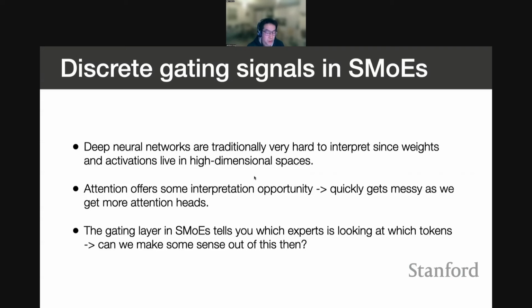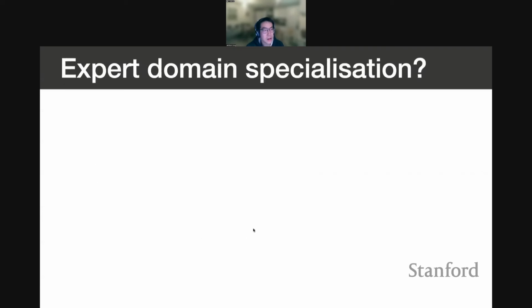You're essentially picking at what the model is looking at by looking at the attention scores. But this also quickly gets very messy, as you have a lot of attention heads, and it's hard to visualize and hard to interpret. The gating layers in SMoEs potentially tell you a bit more, because they tell you which experts are looking at which tokens. So can we make some sense out of this?